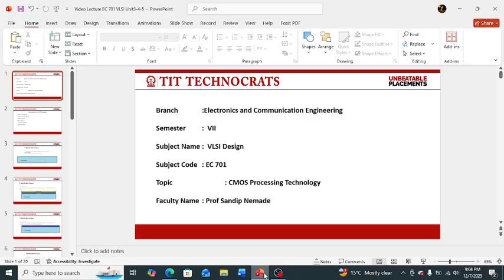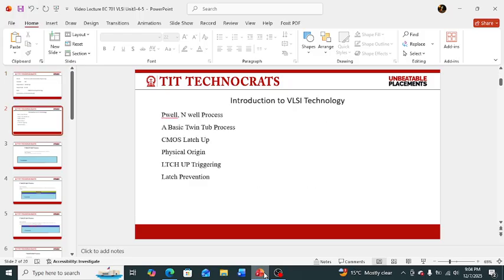Technology, Bhopal. Here we are going to discuss the topic of VLSI design, CMOS processing technology. In this topic we cover the fabrication process, PWell process, NWell process, then basic twin tub fabrication process, CMOS latch-up, physical origin of CMOS latch-up, and latch-up triggering and latch-up prevention techniques.